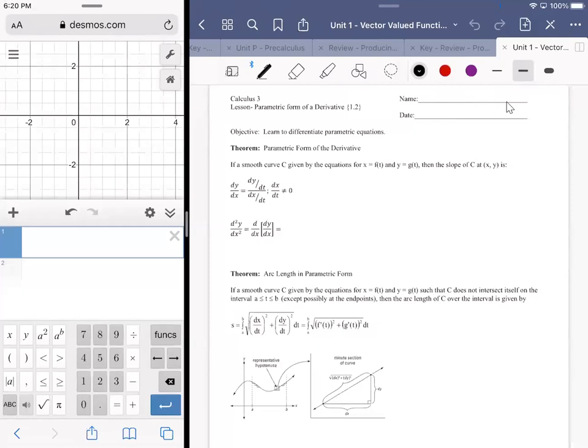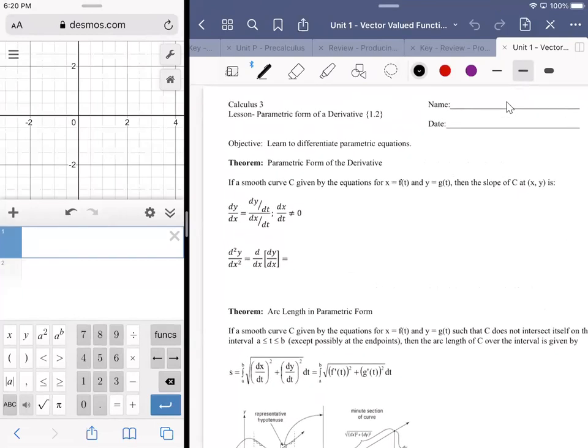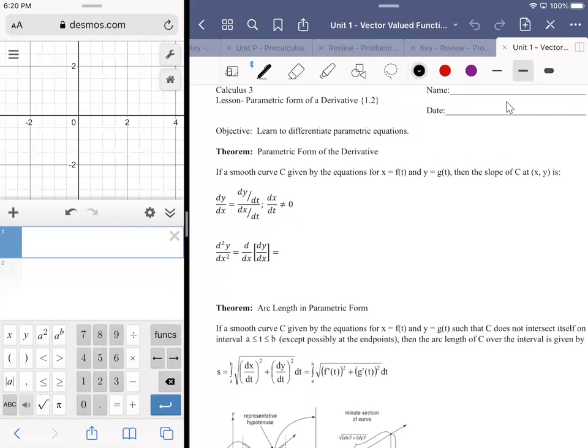All right. So we're starting off with the parametric form of a derivative. And you see these lovely looking formulas. One of them, dy/dx is equal to all that stuff. And then d2y/dx squared. That's another beaut. But that one's incomplete.